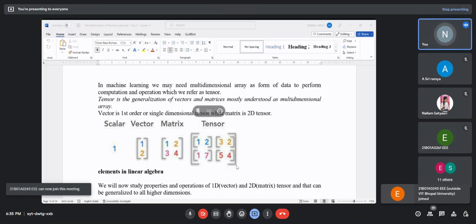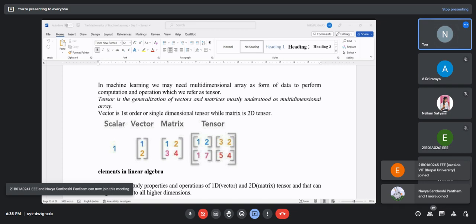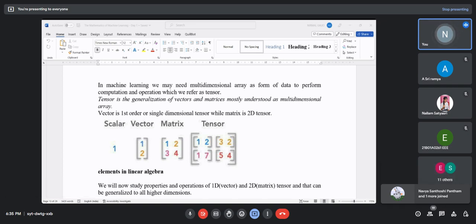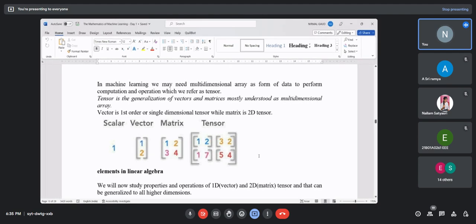In the previous class, we started mathematics for data science and machine learning, and our first topic was linear algebra. We covered various concepts under linear algebra, and here I have presented in front of you the various ways to quantify.